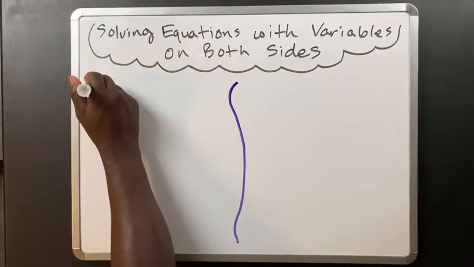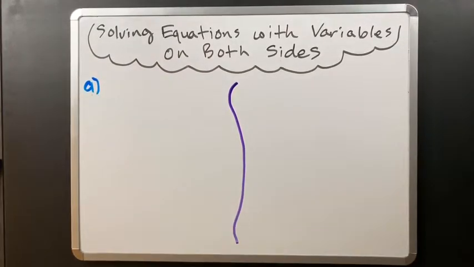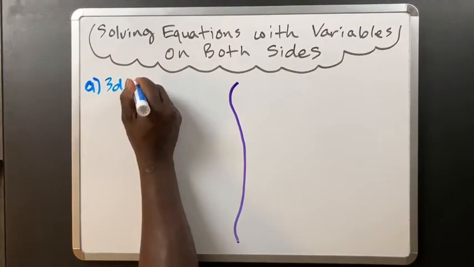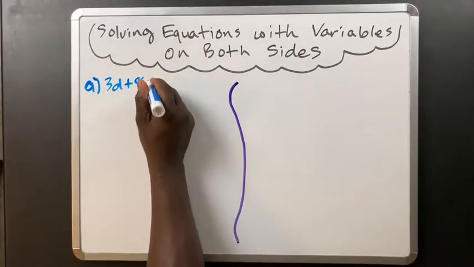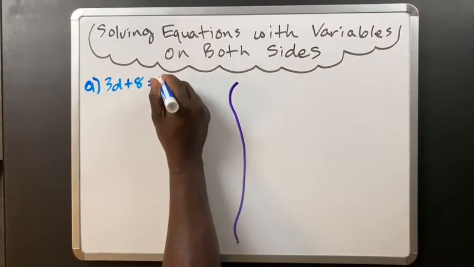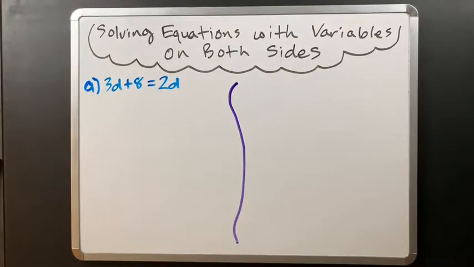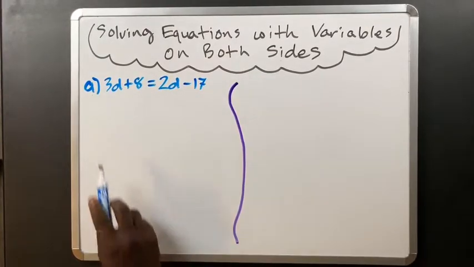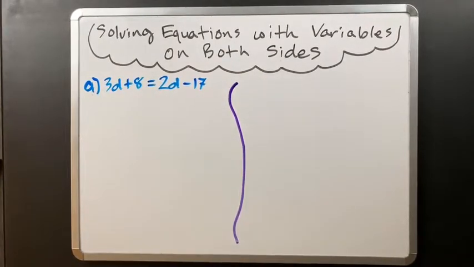So here's our first problem here. We have 3 times d plus 8, and we're going to set that equal to 2 times d minus 17. Now notice we have a variable on both sides of the equation. So the goal is to manipulate this equation to where we have a variable on one side, and then we have the solution, or what it's equal to, rather, on the other side.